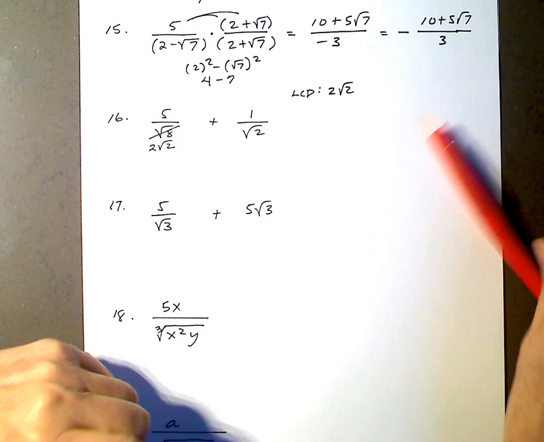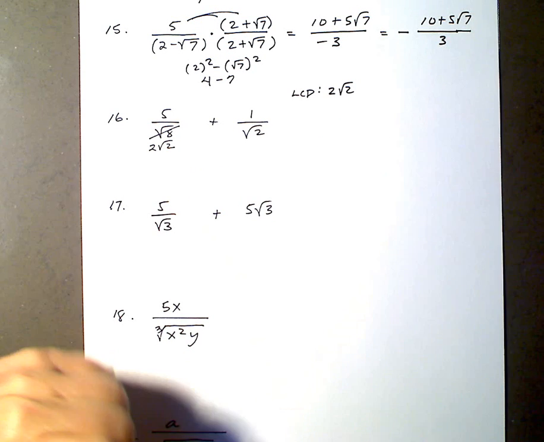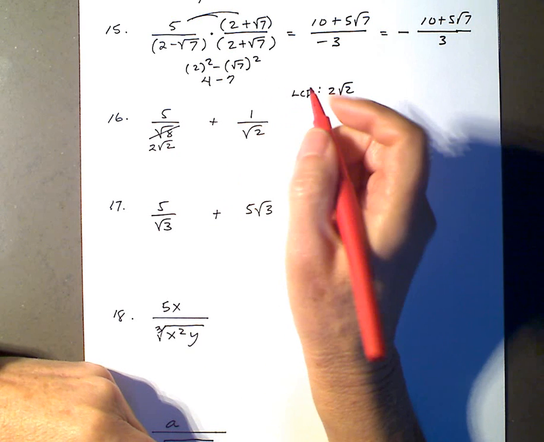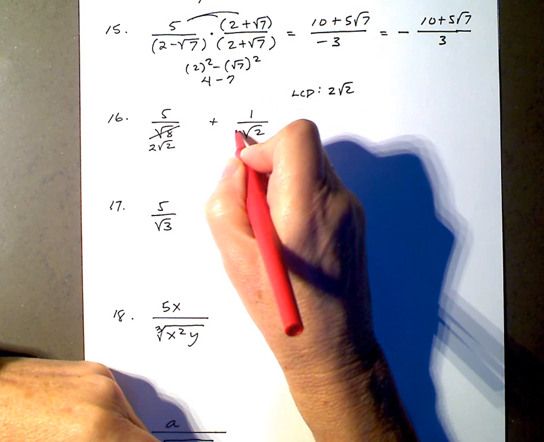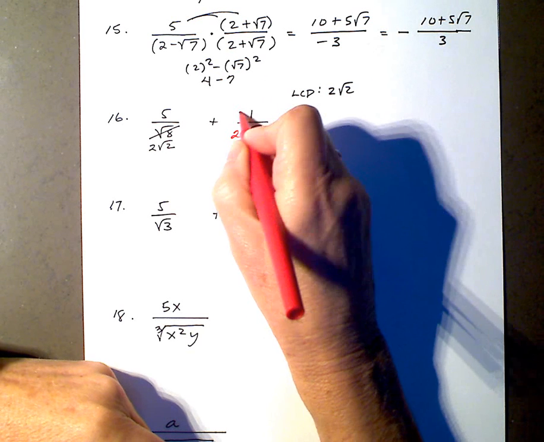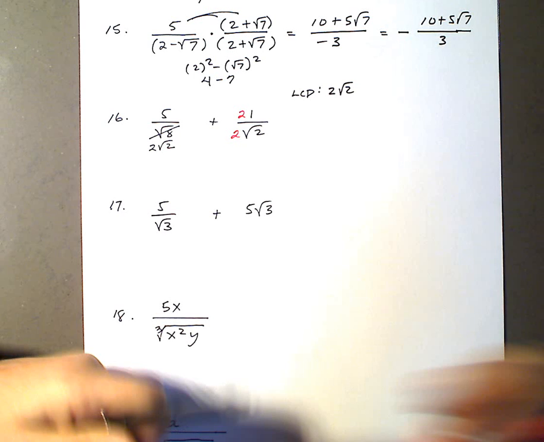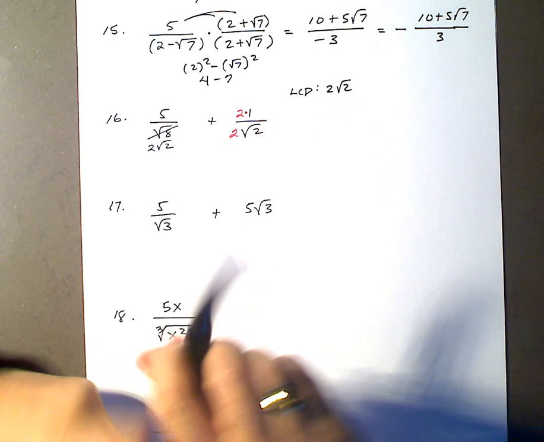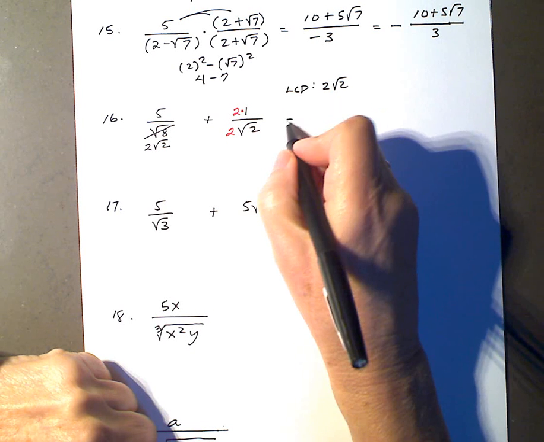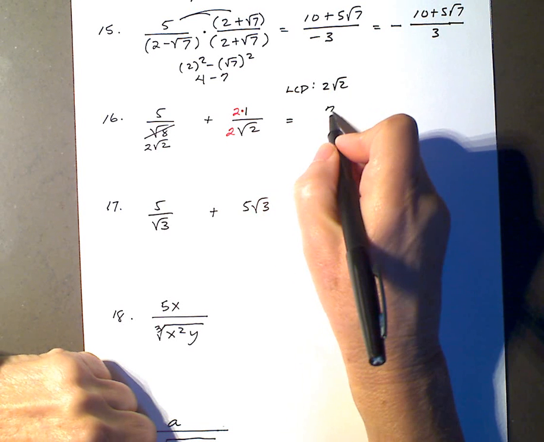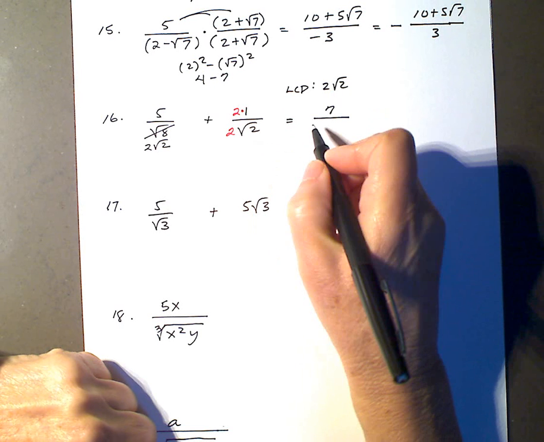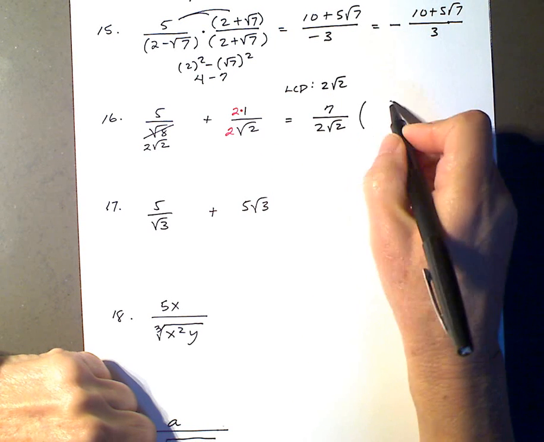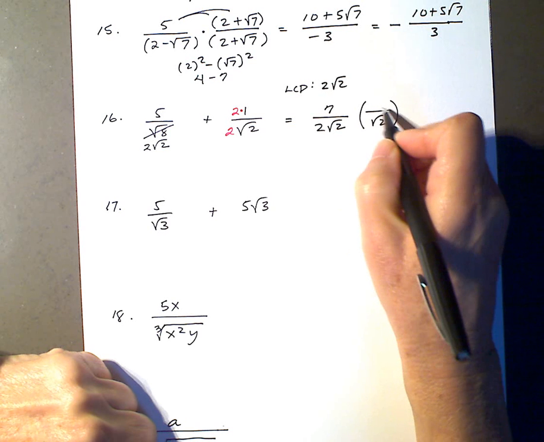So this is already over the LCD, and so this next term needs to be written in the form of 1 over 2 root 2, so I have to multiply that by 2, making sure it looks like that, multiplying by 1 in the form of 2 over 2. So I get 5 plus 2, or 7, all over 2 times the square root of 2, and then I can rationalize that denominator, multiplying by 1 in the form of root 2 over root 2.